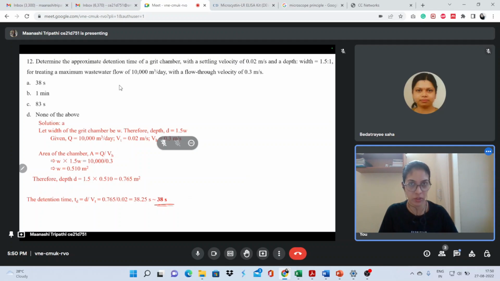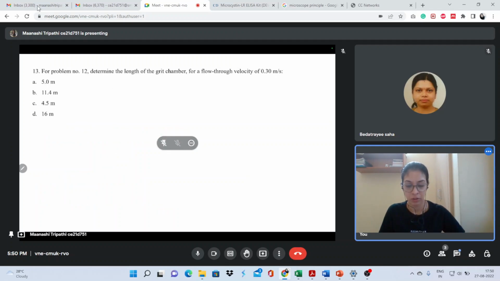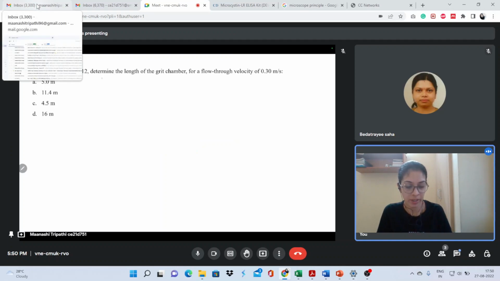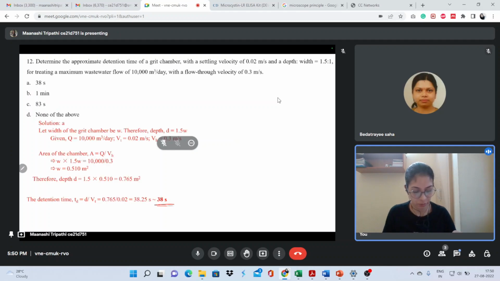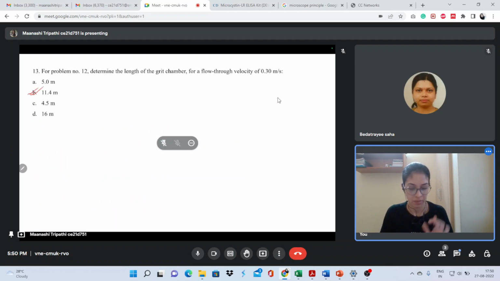Moving towards the next question. For problem number 12, determine the length of the grit chamber. We have already found the length of the grit chamber, that is 11.4 meters. 11.4 meter was the answer, right? Yeah. So we'll move towards question number 14 now.